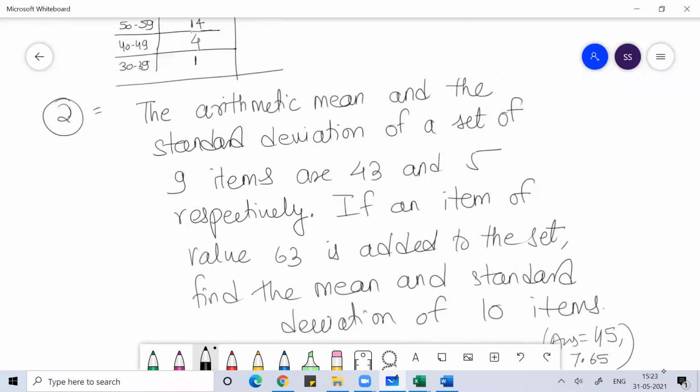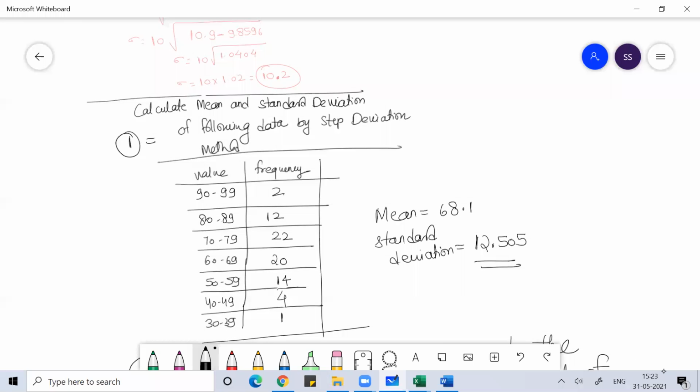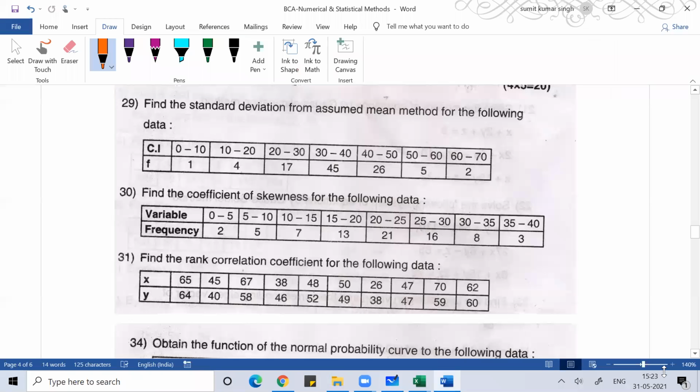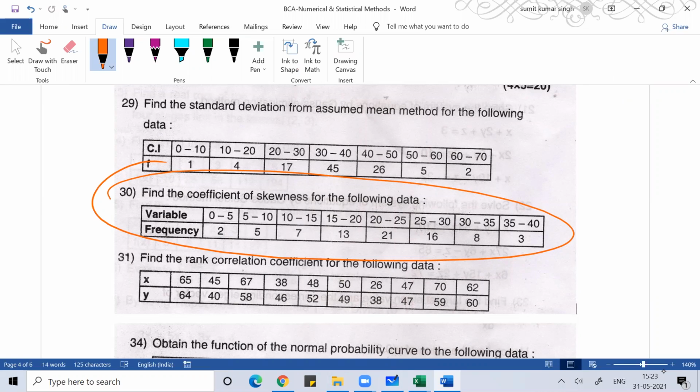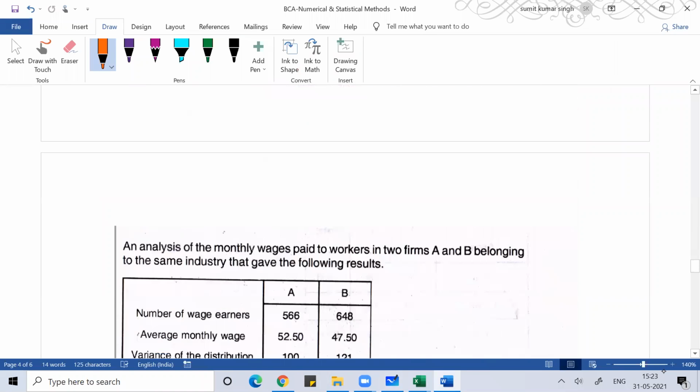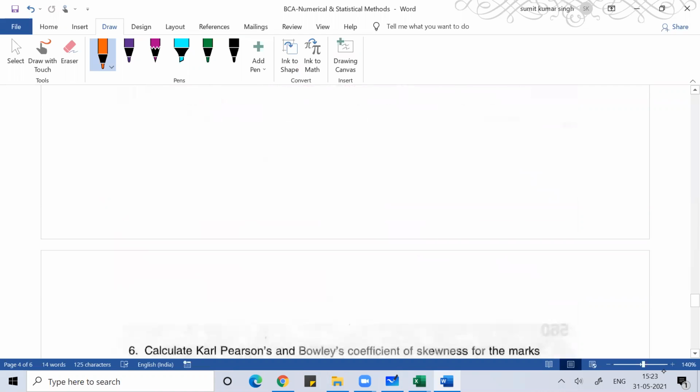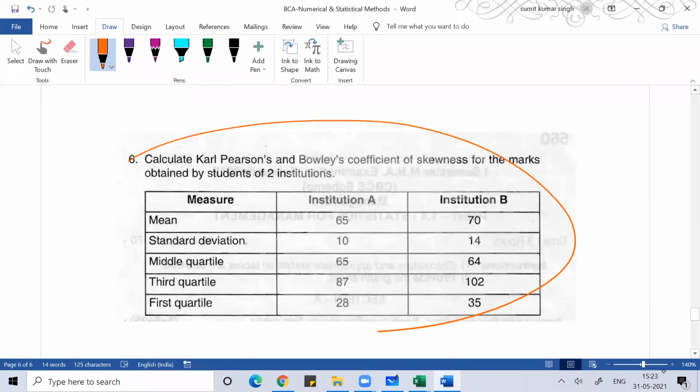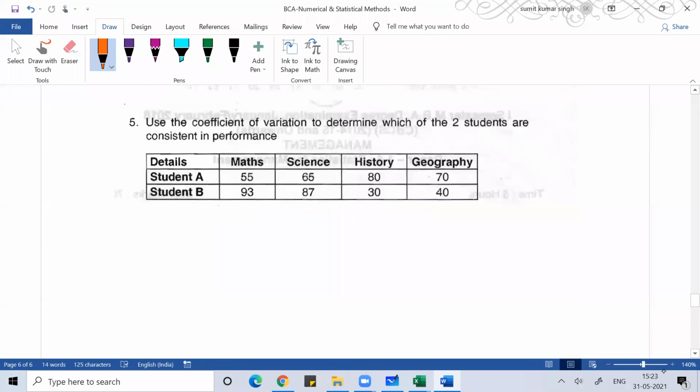Tomorrow we'll start skewness and kurtosis. You can see in your question paper, you get questions on skewness, coefficient of skewness. We have different methods like Bowley's method of determining coefficient of skewness, then Karl Pearson method, then Kelly method. This problem is to calculate Karl Pearson and Bowley coefficient of skewness. We'll discuss these problems tomorrow.